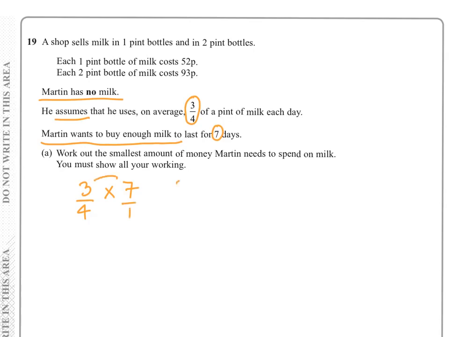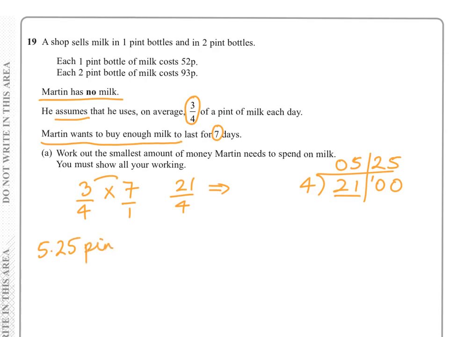And we can work that out as being 21/4, which is, now if you think 4's into 21, you can do by long division. 4's into the 2, 4's into the 21, 1 left over, and so on. Okay, so I'm not going to go into long division, but 21 divided by 4 is 5.25, or 5 1/4. So I'm going to say 5.25 pints, or thereabouts, needed.